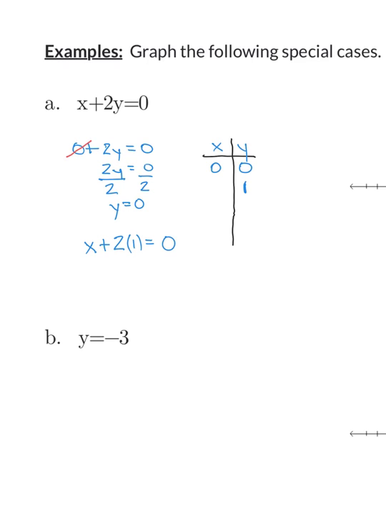So what I'm going to do is take my 1 and plug it in for y. If we do this, we get x plus 2 equals 0, and I can subtract 2 from both sides, leaving me with x equals -2.